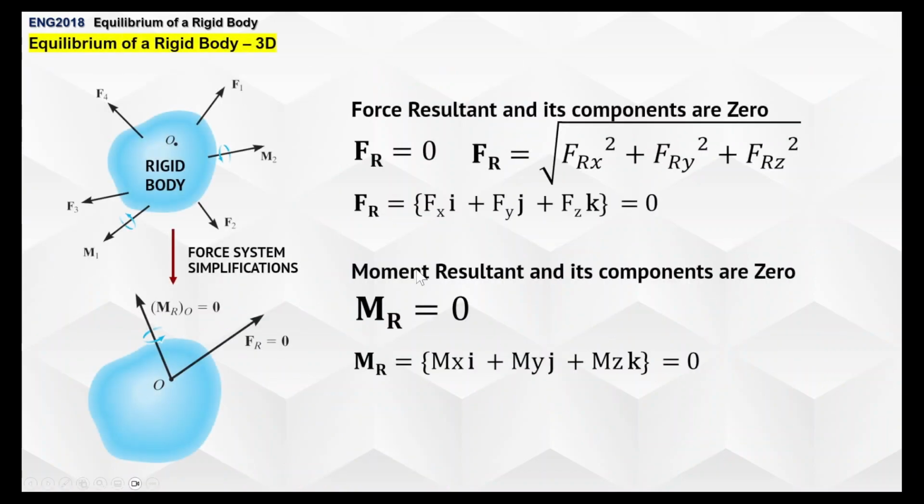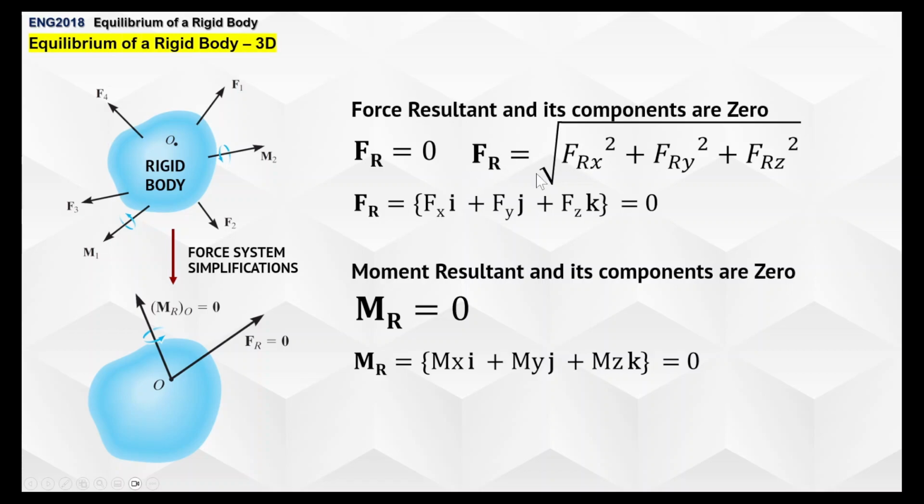So that is for 2D. Now we go to equilibrium of a rigid body for 3D. Again, it's the same concept. The force resultant and its components are going to be equal to 0, except we are going to combine them with the x, y, and z axes: i hat, j hat, plus k hat.